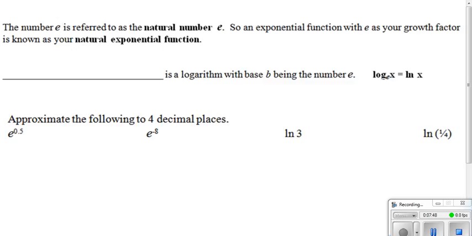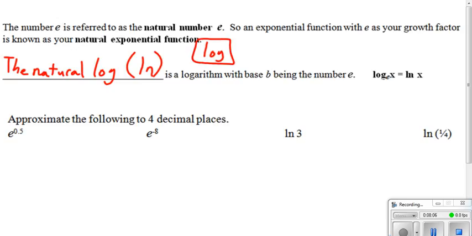So we could say then as well that the natural log, which you'll see this button on your calculator, ln instead of log. So there's log, which would be log base 10, and there's the button ln, which, as you can see over here, is the same as saying log base e. So the natural log is a logarithm with base being the number e.